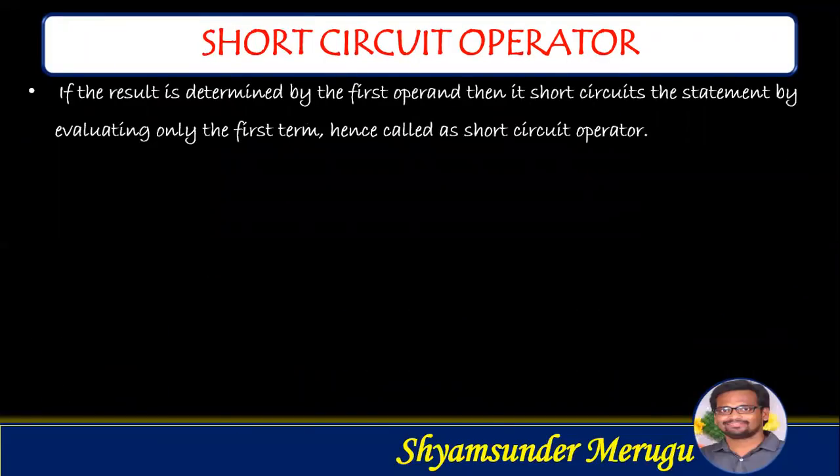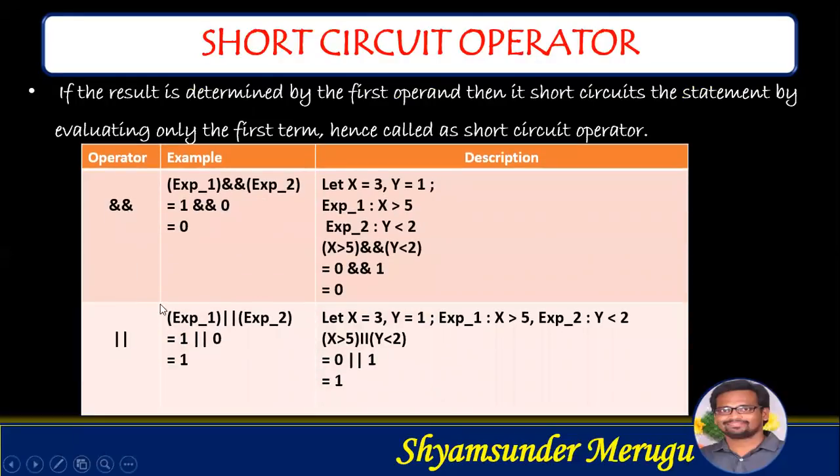If the result is determined by the first operand, then it short circuits the statement by evaluating only the first term, hence called a short circuit operator. Now let us see one example here. Let us take x equal to 3 and y equal to 1, and expression 1 is x greater than 5, expression 2 is y less than 2.